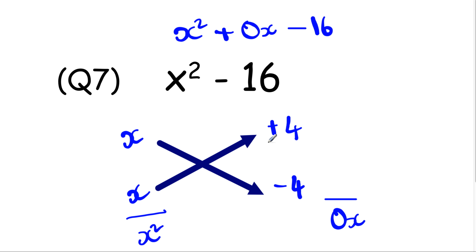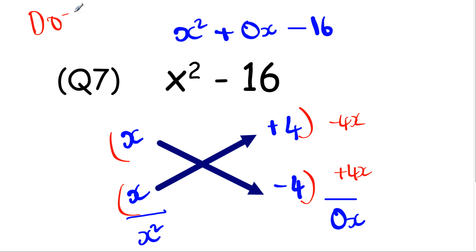Let's have a check. Minus 4x plus 4x gives you nothing, and there are no x's. So these are your correct factors. Now this is a case of dots, where it's the difference of squares. So it would factorize to give me x plus 4 bracket x minus 4. So just be aware, because I'm going to give you a few more questions like this.